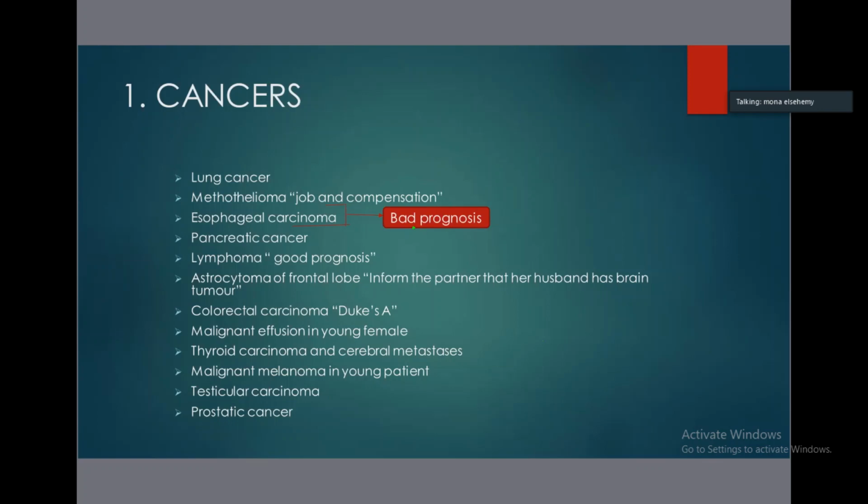The next type of cancer, prostatic cancer. Prostatic cancer again is one of the good prognosis cancers, good outcome cancers. Sometimes if it is not metastasizing, it may be cured by hormonal treatment.